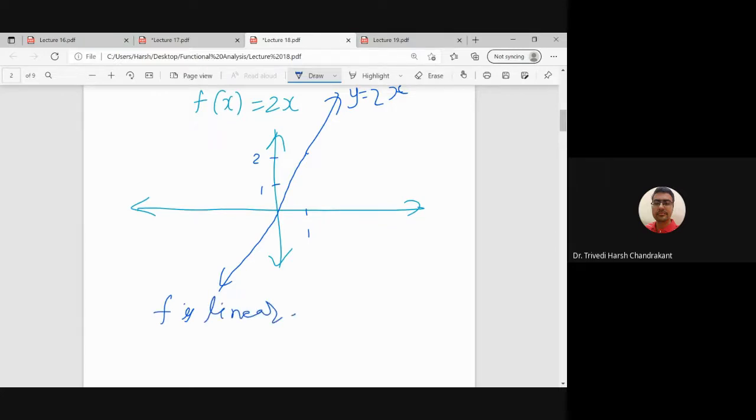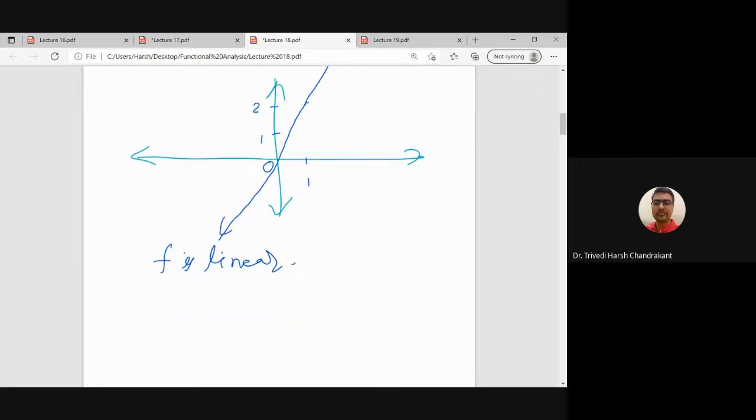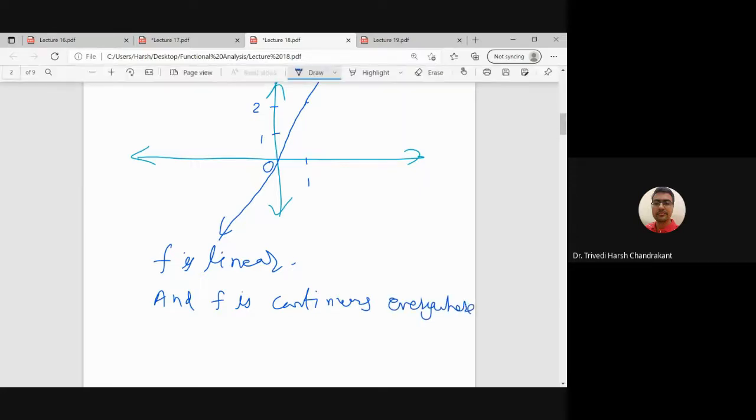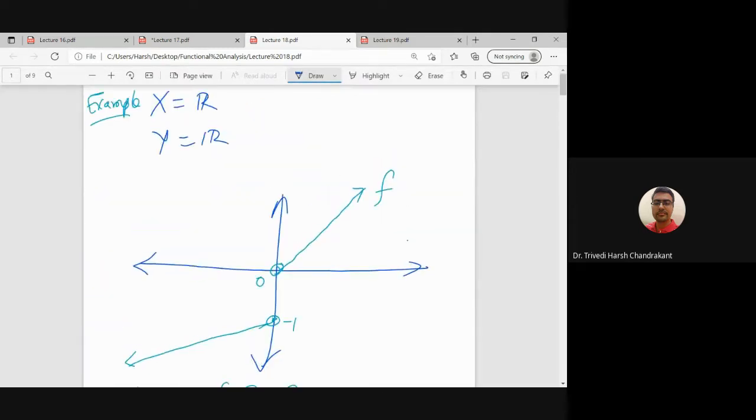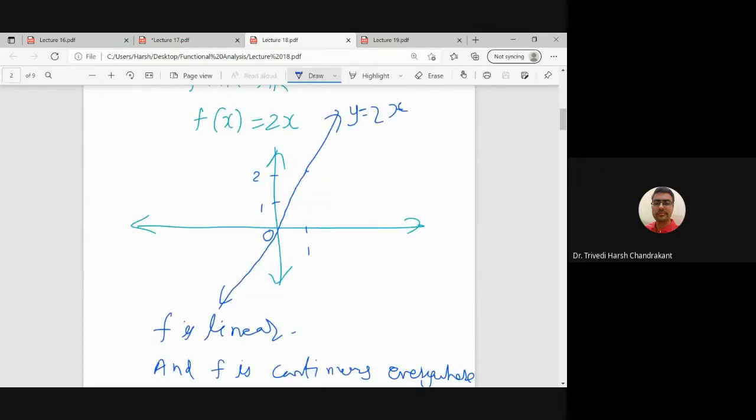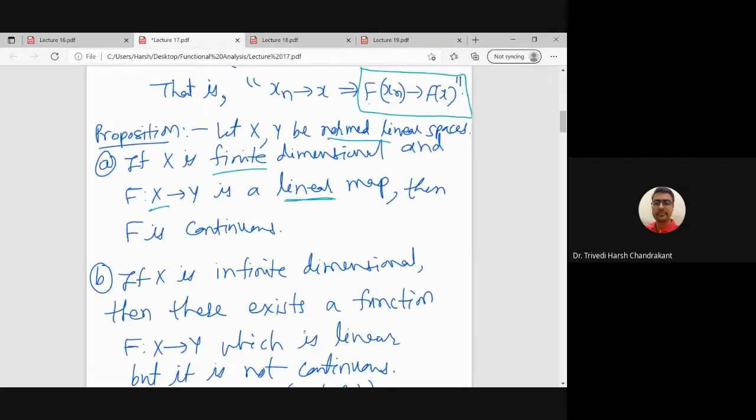So is f continuous at 0? Yes, sir. Right? And in fact, from the graph itself, it is clear that f is continuous everywhere. So what is important between this graph and this graph is that we are taking the linear function. Right? So linearity implies continuity, that is this result here.